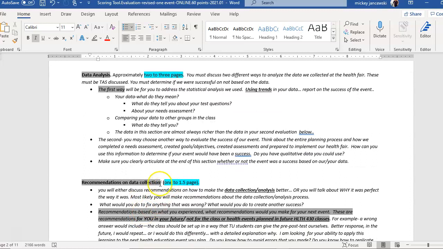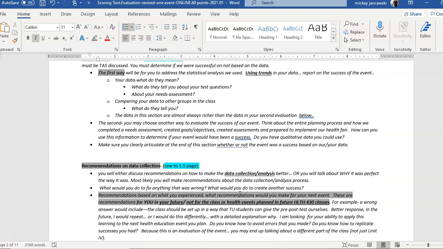So the next section is recommendation for data collection. This is 1 to 1.5 pages. I have no idea how you could write 1.5 pages on this, but some people might want to. So you're going to discuss either recommendations on how to make this collection and analysis better, or you're going to talk about why it was perfect. If something's wrong, how would you fix it? If something went well, how would you recreate that in another program that you do?